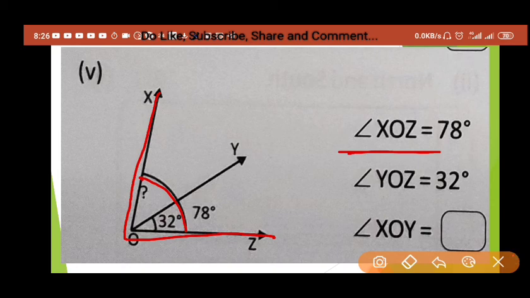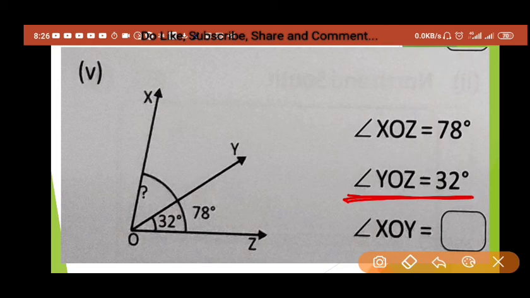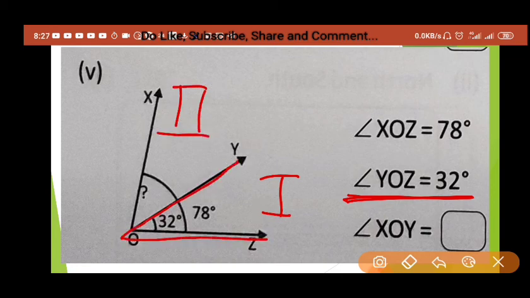Next, what is there? Angle YOZ is 32 degree. Let's see that. Where is YOZ? Yes, we have two parts now. Part 1 and this is part 2. So angle Y, O and Z, that is 32 degree. So what will be angle XOY? XOY means this is X, O and Y.